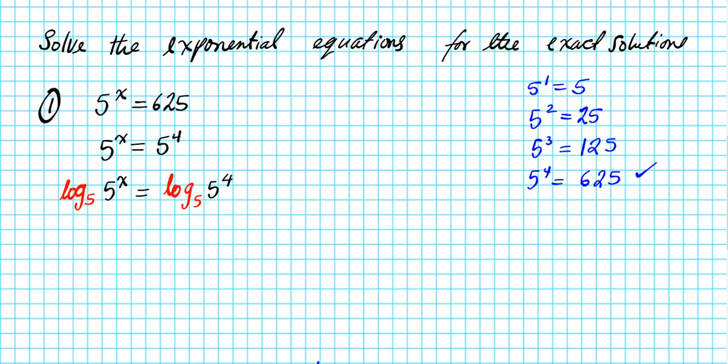Remember that exponents and logs are inverses, so these ones cancel out. So we have x equals, on the right side, log base 5 of 5 to the fourth power. The log takes out the exponent's base, and you're left with the power. So our final answer is x equals 4.